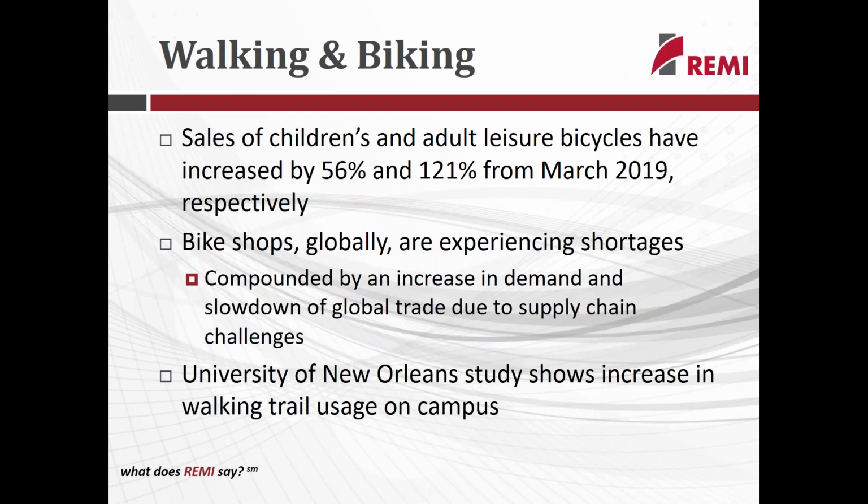Another example of the COVID impact is that we now walk and bike more. We have some sources which show that the sales of children's and adult leisure bicycles have increased by 56% and 121% since March. And not just bikes, but all outdoor activities basically increased a lot. So it's very hard to buy outdoorsy equipment. And bike shops globally are experiencing shortages, partly because of increasing demand, but also because the slowdown of global trade caused the supply chain to be disrupted, and therefore the supply side is also affected significantly.